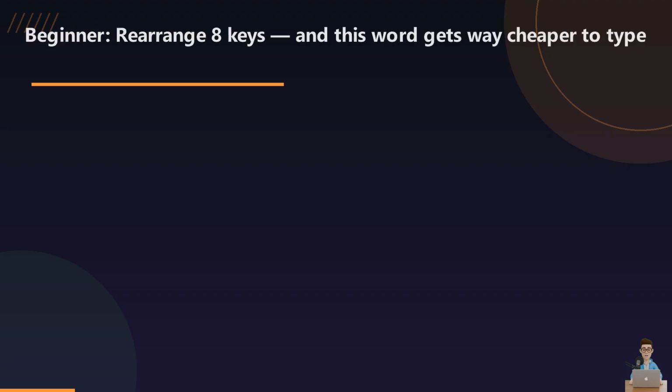Beginner level, imagine your phone keypad, but you get to decide which letters go where. Arrange it the wrong way, and typing a word takes way more button presses than it needs to. Arrange it the smart way, and the total drops fast. By the end of this video, you'll be able to spot this trick in seconds. No prior experience needed. We'll build it up slowly together.